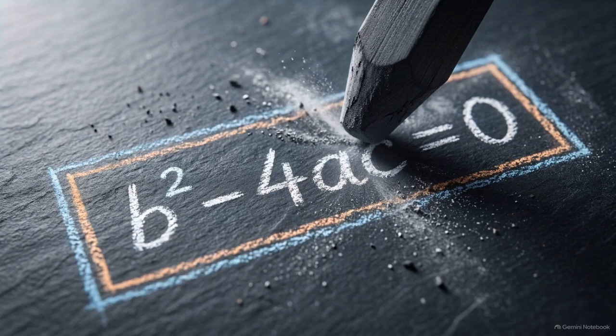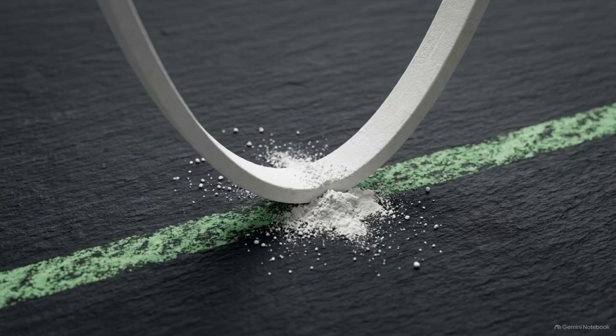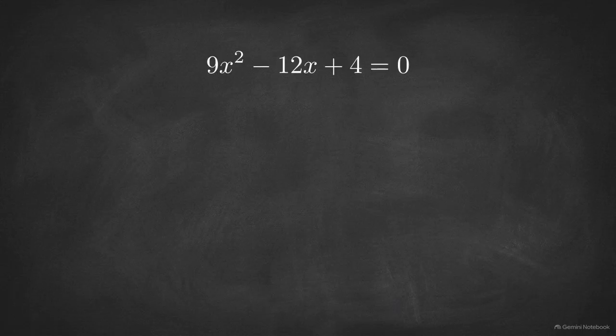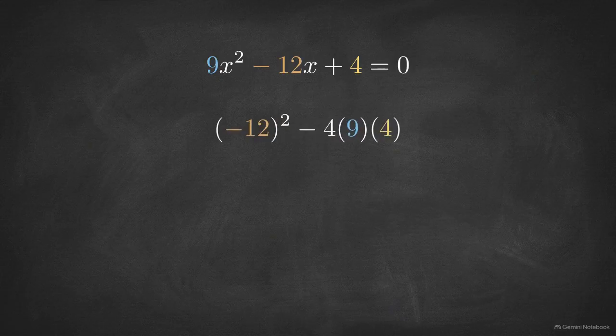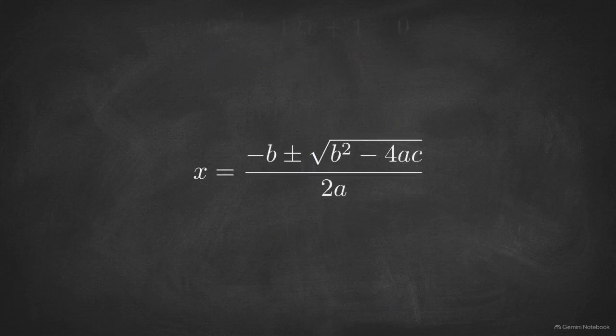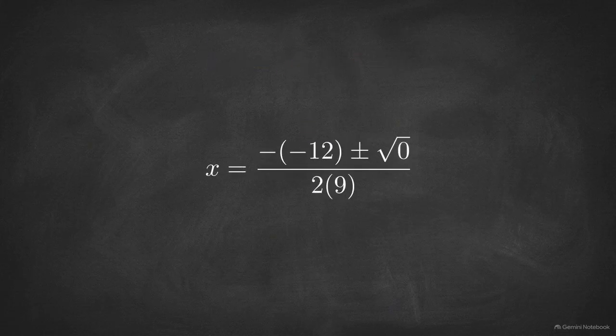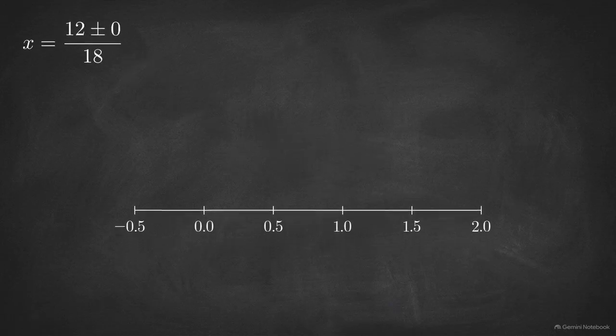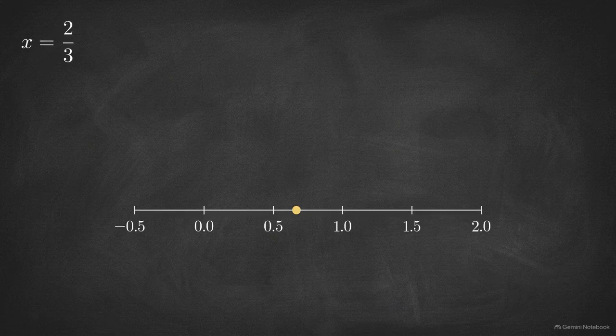Now we test the edge case where the discriminant equals exactly 0, using the equation 9x squared minus 12x plus 4 equals 0. We isolate our coefficients. A is 9, b is negative 12, c is 4, and plug them into the discriminant. Negative 12 squared is 144. 4 times 9 times 4 is also 144. Subtracting them leaves us with 0. Returning to the larger formula, the square root of 0 is 0. Adding and subtracting 0 from our center point yields only one distinct numerical answer.